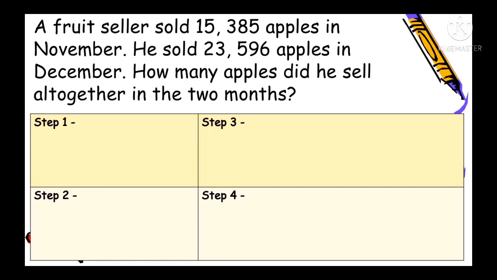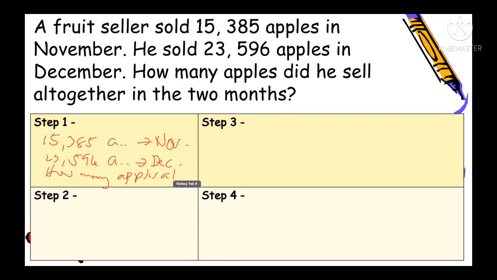We have the given. We have 15,385 apples in November. And 23,596 apples in December. What else? What is the question? How many apples altogether? That's our step 1. Alright?